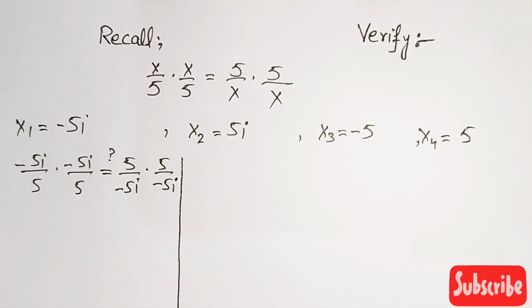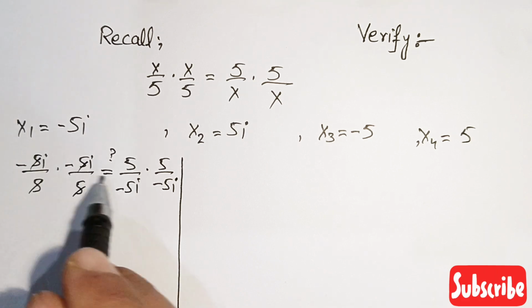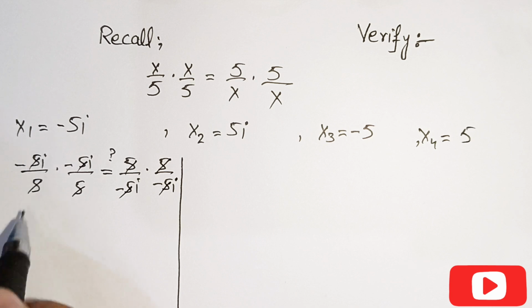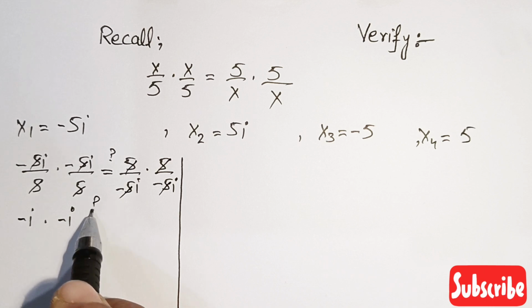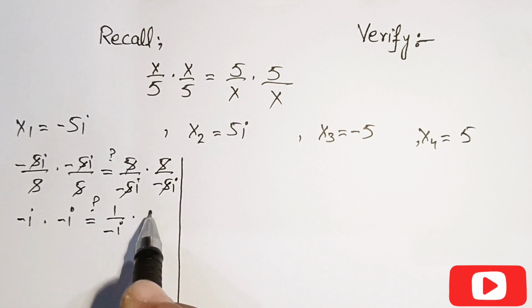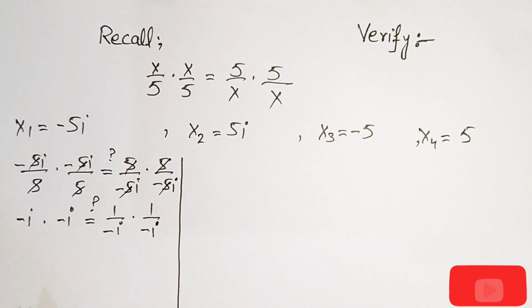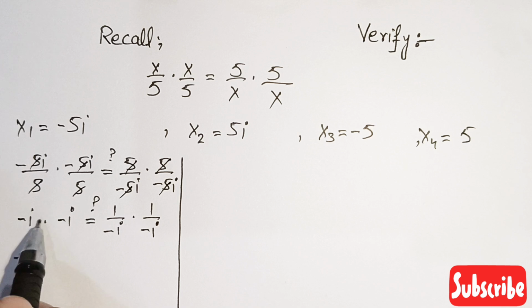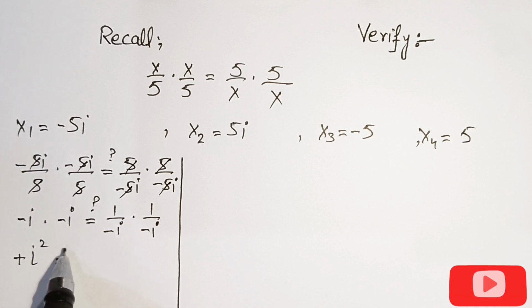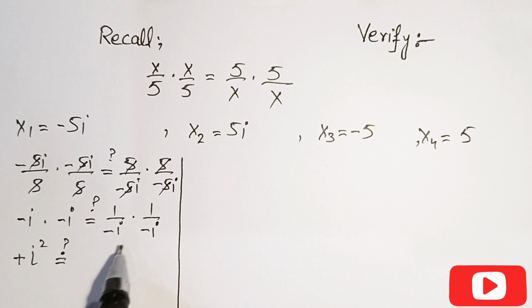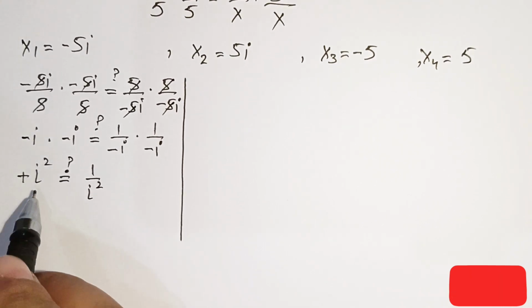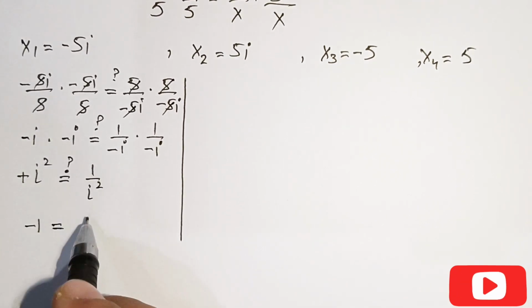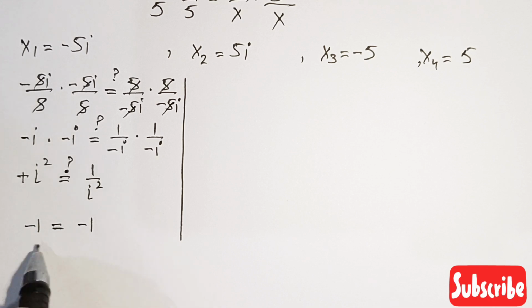Here cancelling 5 with 5, we get minus i times minus i, is it equal to 1 over minus i times 1 over minus i. So minus times minus is plus, i times i is i squared, which is equal to, that is minus times minus is plus, 1 over i squared. Here we have i squared is minus 1, that is 1 over i squared is also equal to minus 1. So minus 1 is equal to minus 1. So it is our valid solution.